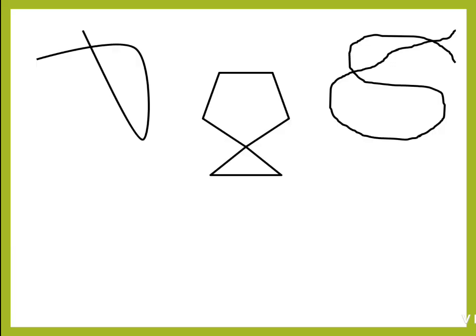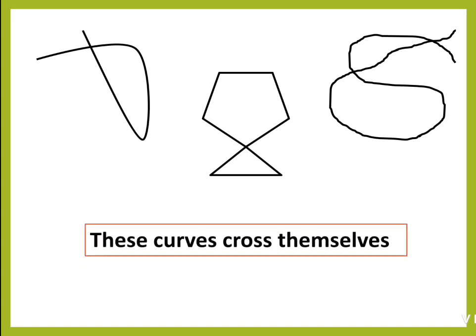Okay, see these curves. Any speciality here? These curves cross itself. We can see here the one side is overlapped to another. That is, these three curves cross itself. The second figure is only with line segments. The other two are doodling. Okay, these curves cross themselves.